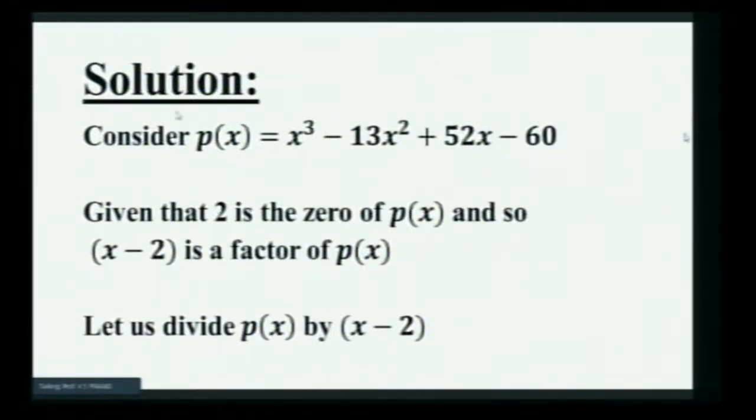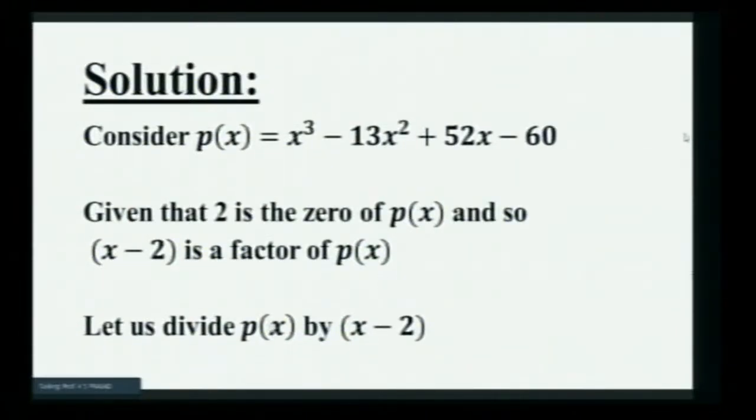So, consider the given polynomial p of x is equal to x cube minus 13x square plus 52x minus 60. Now it is given that 2 is a zero of that polynomial. Then by using our 9th class knowledge, if some zero is there, then the corresponding linear term x minus 2 acts as a factor of that polynomial. This is the result we call the factor theorem in the 9th class. Whenever we have a zero, by using that number we can construct a factor like x minus 2. So if 2 is a zero of the polynomial, then x minus 2 acts as a factor of the polynomial.